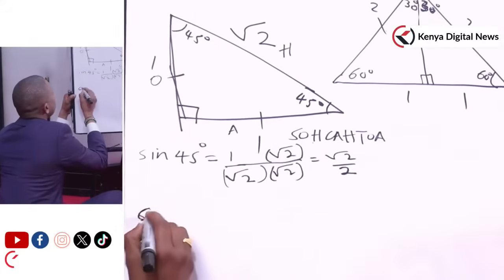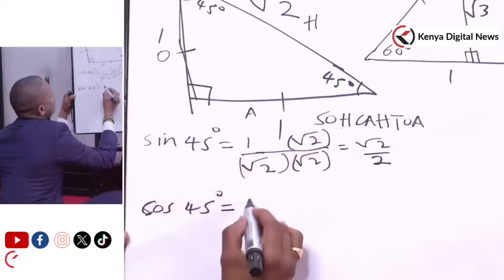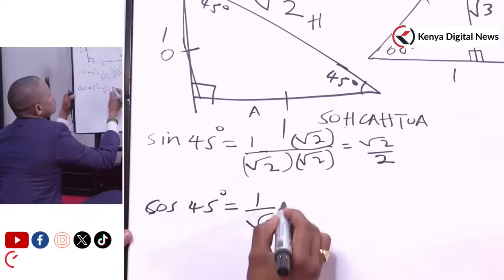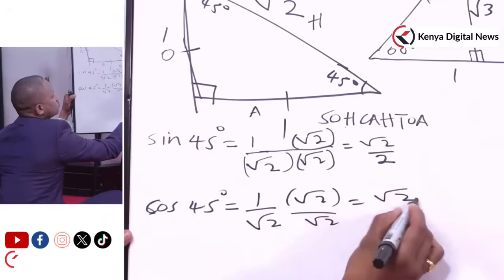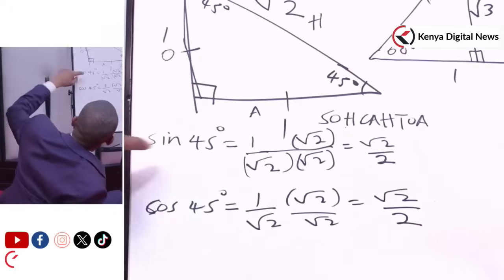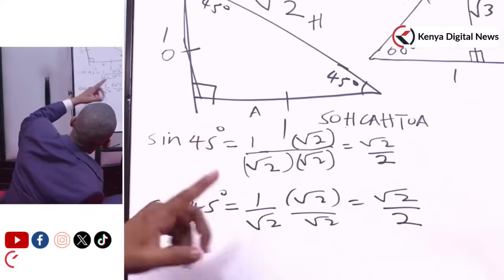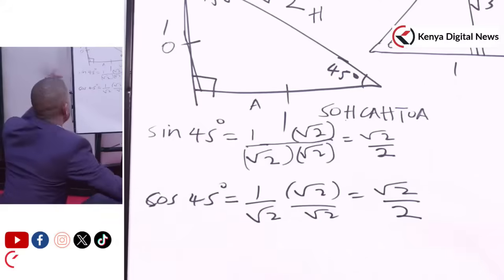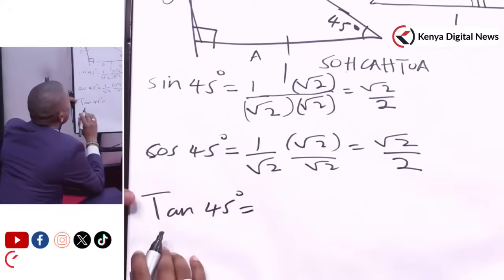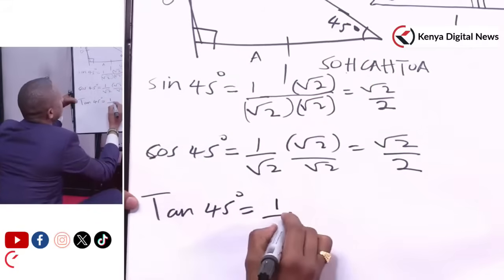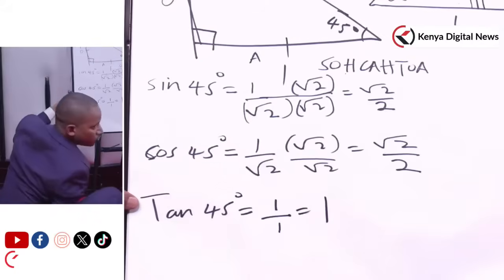Then you go to cos 45 degrees. Cos 45 is adjacent, which is 1, over hypotenuse, which is root 2. Again, you rationalize by root 2 over root 2, which gives root 2 over 2. So you realize that sine 45 equals cos 45. Therefore, these two angles, 45 plus 45 equals 90 degrees. We will use it in our equation. Let's just go on first. Then tan 45 degrees equals opposite over adjacent. So tan 45 equals 1.